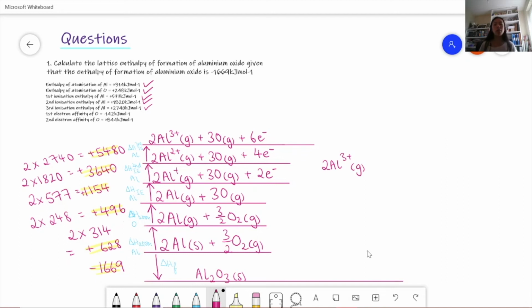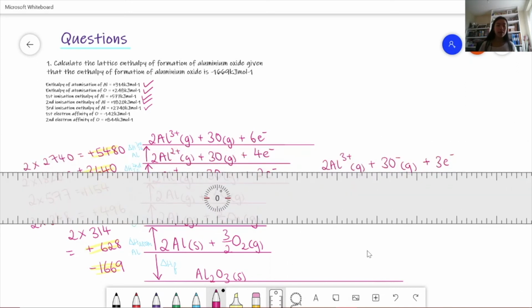So we're forming 1 mole of O minus gaseous ions. So we're going to form O minus ions, and that's going to use up 3 of the electrons, because we're going to give 1 electron to each of the oxygen atoms, and we've got 3 oxygen atoms, and that means we've used up 3 electrons. Then we draw the line again.